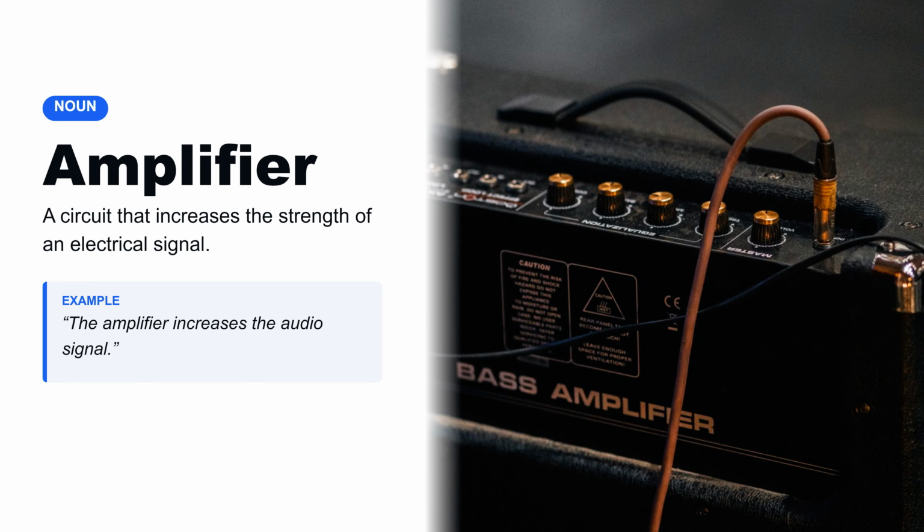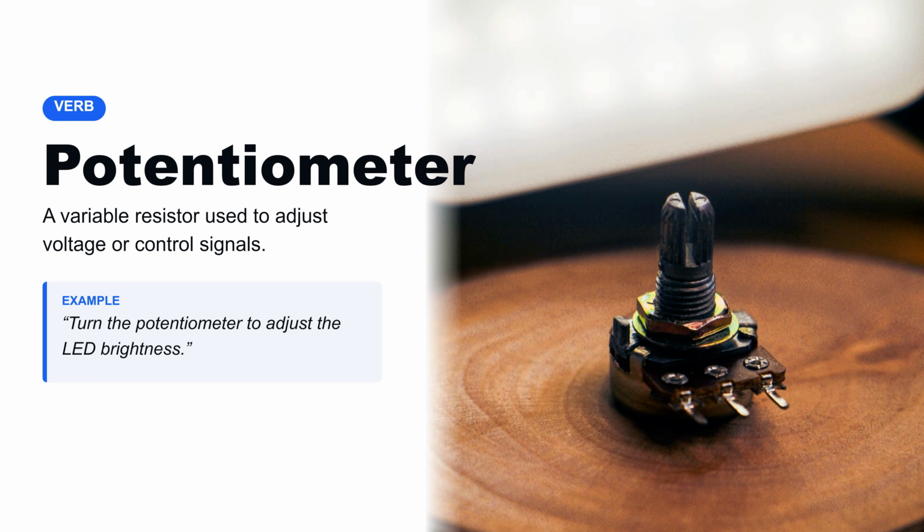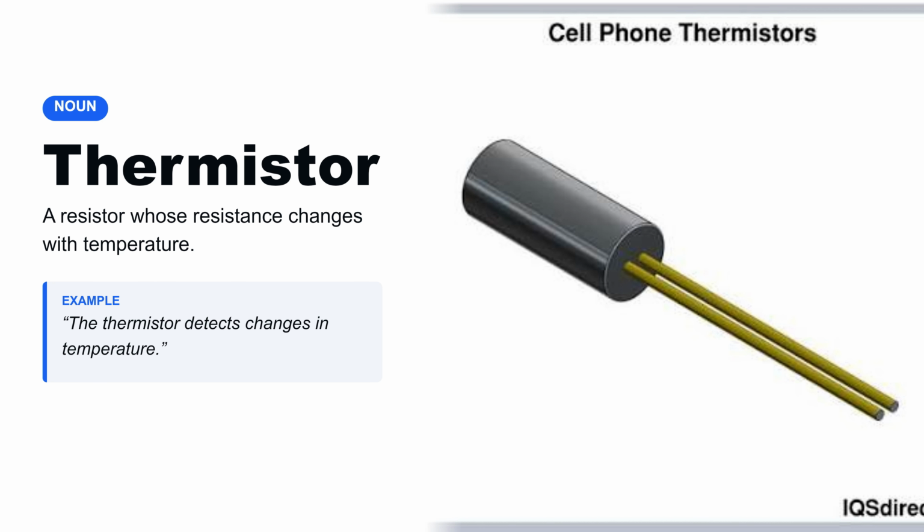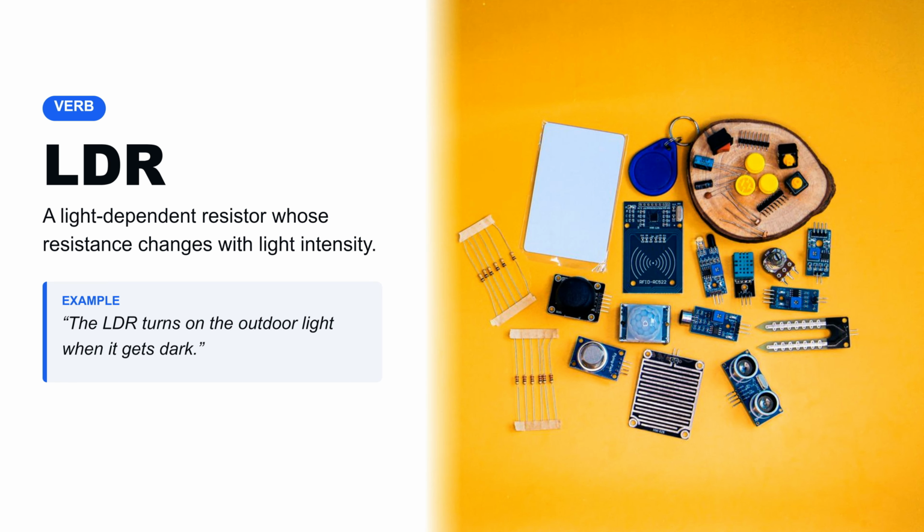Potentiometer. A variable resistor used to adjust voltage or control signals. Turn the potentiometer to adjust the LED brightness. Thermistor. A resistor whose resistance changes with temperature. The thermistor detects changes in temperature. LDR. A light-dependent resistor whose resistance changes with light intensity. The LDR turns on the outdoor light when it gets dark.